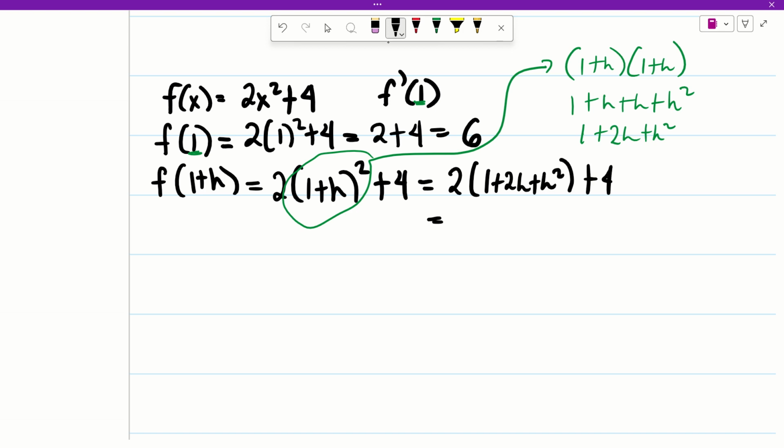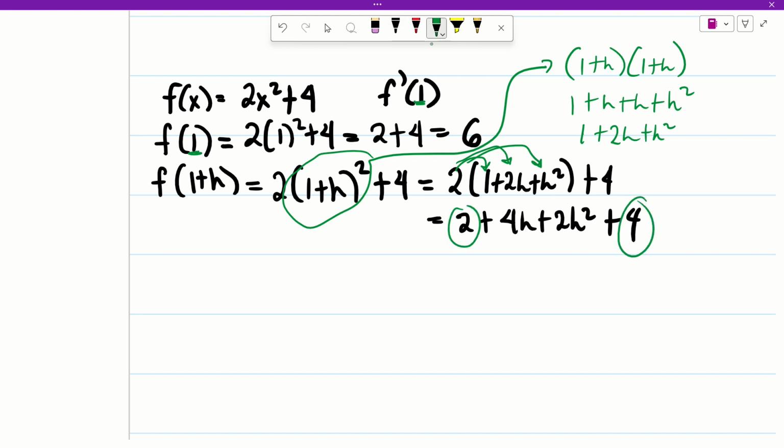Then we can still simplify it by distributing the 2. So 2 plus 4h plus 2h squared plus 4. We have like terms, the 2 and the 4, both constants with no variable. So we have 2h squared plus 4h plus 6. This is our f of 1 plus h.